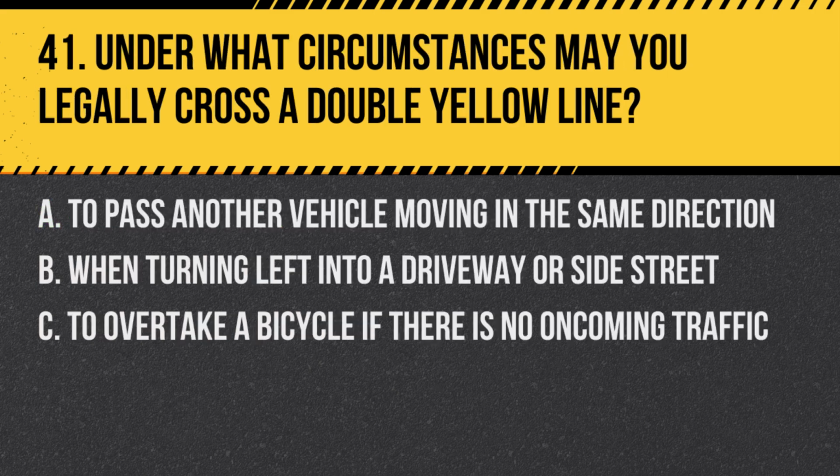Question 41. Under what circumstances may you legally cross a double yellow line? A. To pass another vehicle moving in the same direction. B. When turning left into a driveway or side street. C. To overtake a bicycle if there is no oncoming traffic. Answer: B. When turning left into a driveway or side street. Double yellow lines indicate no passing, but you may cross them to turn left when it's safe.